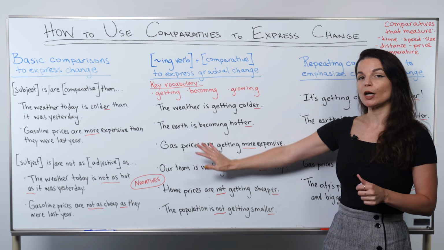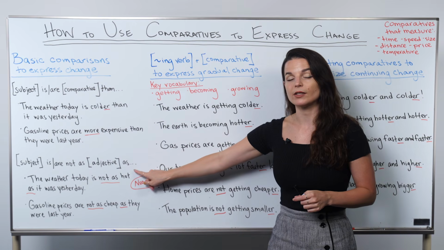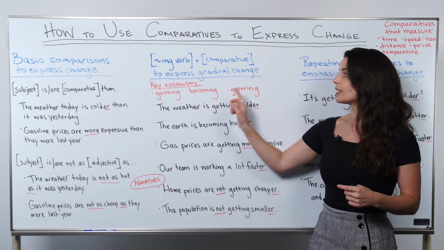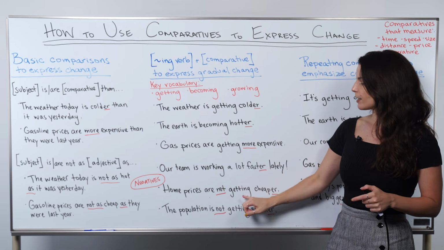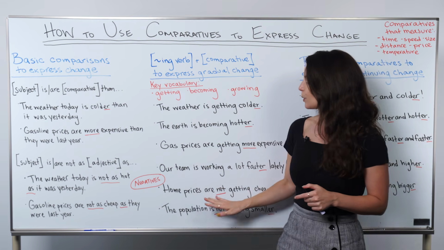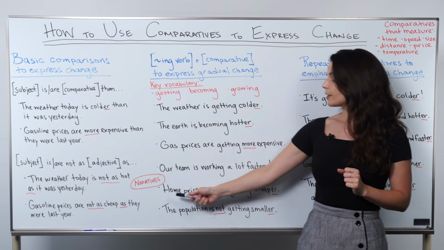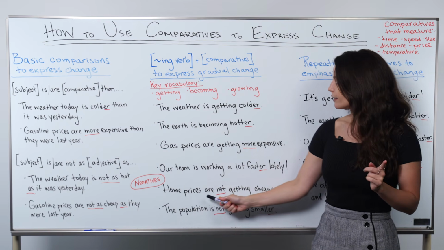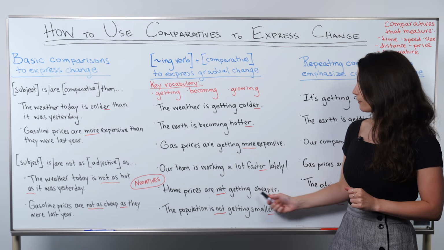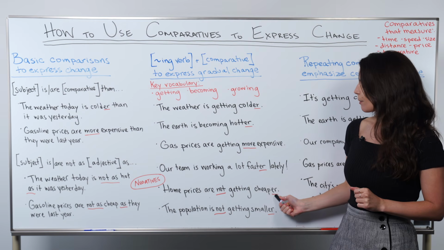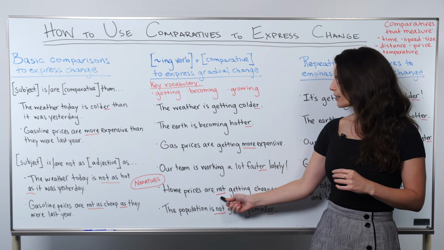Okay, let's finish part 2 with a couple of negative examples. We talked about how we make negatives here, and sometimes we use negatives in this ing comparative pattern as well. So let's take a look at this because there are some differences here between this and our basic comparative pattern with the negative. So first example with a negative, home prices are not getting cheaper. Home prices are not getting cheaper. So again, we have this ing plus our comparative, right? Cheaper in this case. So home prices are not getting cheaper.